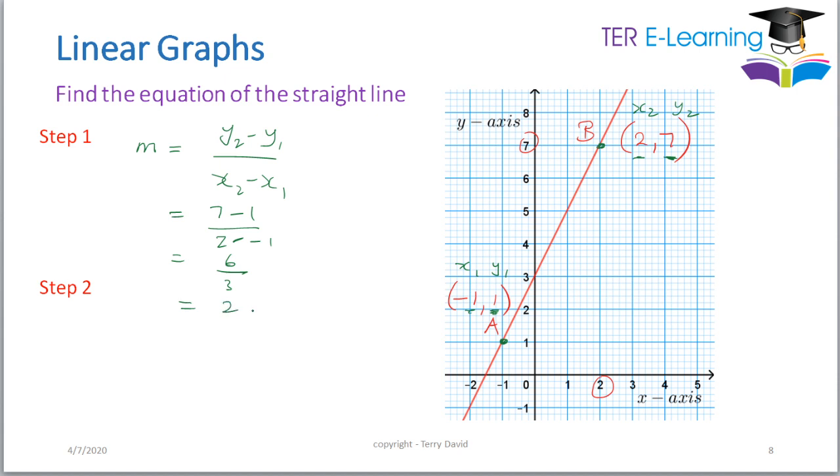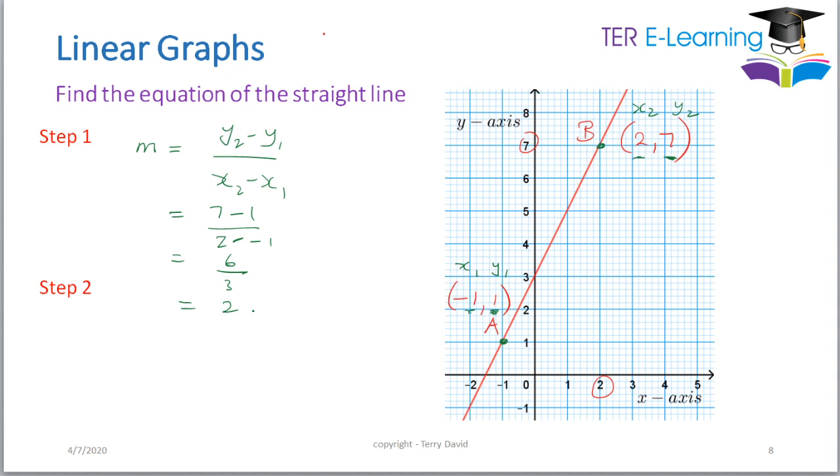So I now know what m is. m is equal to 2. And I was able to determine that by choosing 2 points on the line. You can use any 2 points, you will still get the same gradient, right? So now, as the first step, right? So your first step is to find the gradient.